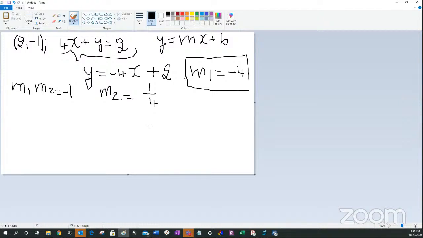So how did we get that? We know m1 is equal to negative 4, so you can plug that into the equation. Your negative 4 times m2 is equal to negative 1. So that's how I got m2. So your m2 is equal to 1 over 4. So now let's get the equation for the second line.